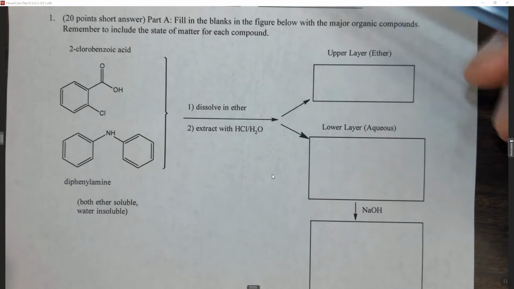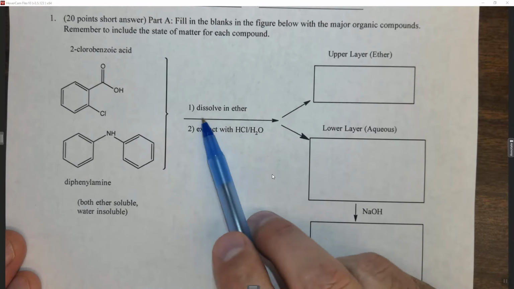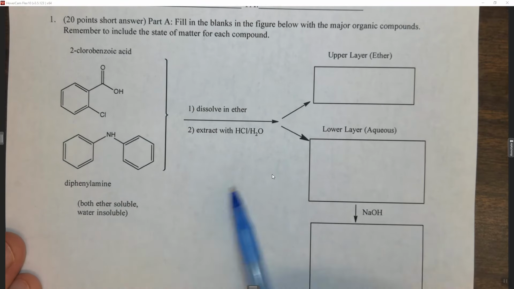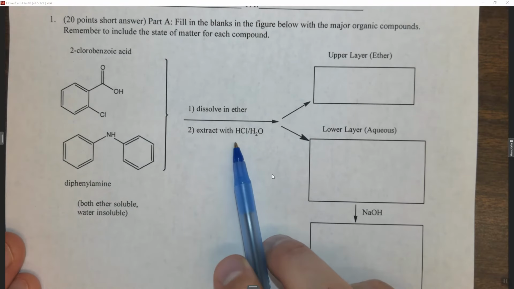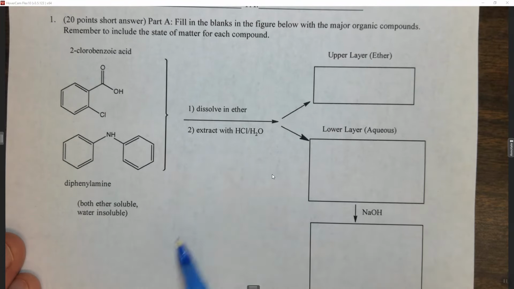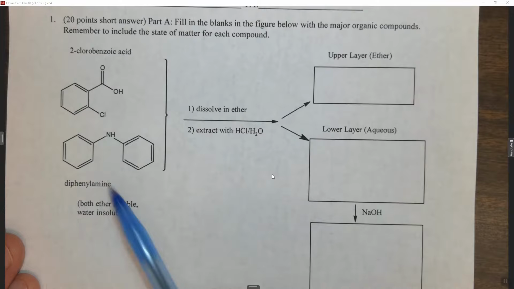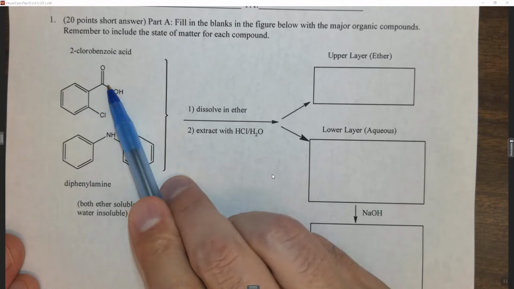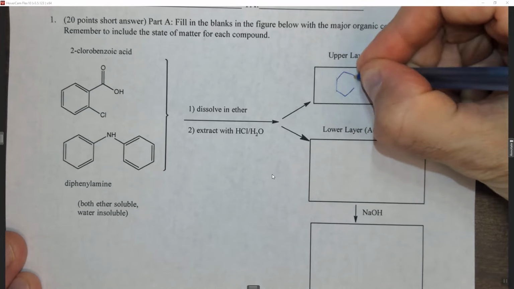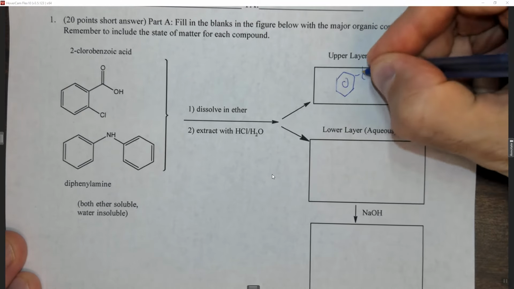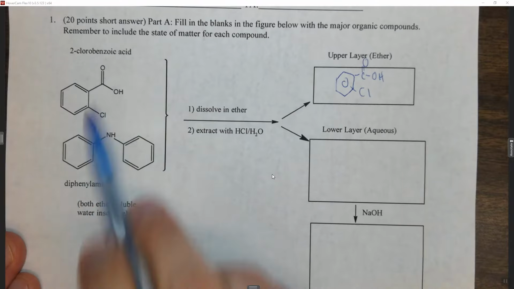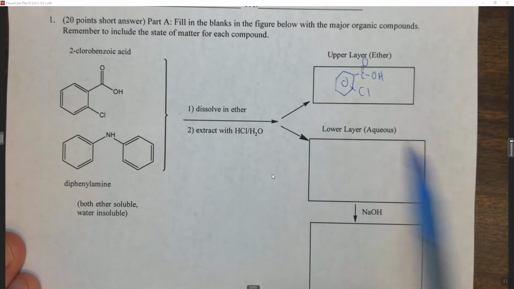All right, so let's take a look here. The first thing we do is dissolve in ether. These are both soluble in ether. They're large organic molecules. And then we extract with HCl. So HCl in water is an acid in water. Acids react with bases, not acids. So the carboxylic acid is going to stay in the ether layer like this. All right, this is 2-chlorobenzoic acid, and that's going to stay in your ether layer.